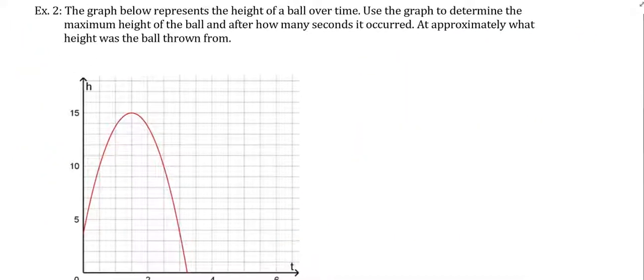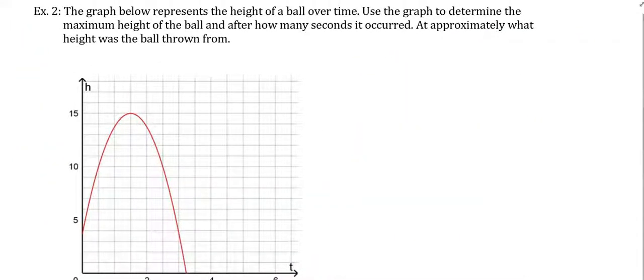It says the graph below represents the height of a ball over time. Use the graph to determine the maximum height of the ball. This is a nice one because a ball, when you throw it, or an eraser, right? Everybody watch? It actually looks like a parabola. It actually looks like the path that it follows.